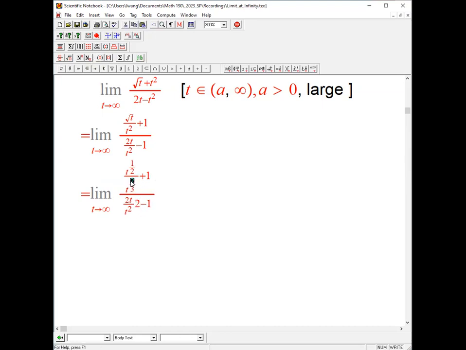And wait, 3 half. 3 half. So the top is 1. Okay, so 1 over t to the power of 3 half. I mean, this writing, I hope you guys are okay with it. And right here, 2t over t squared, that's just 2 over t. Right? And then we can apply this property, right?